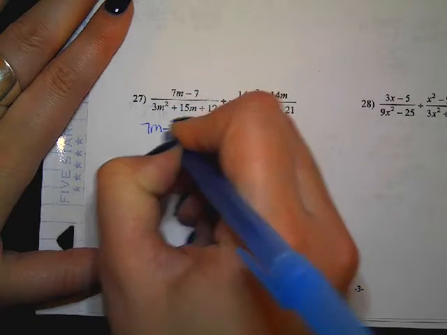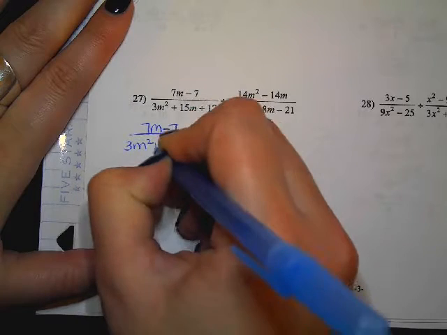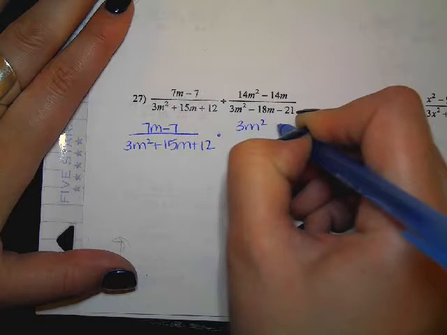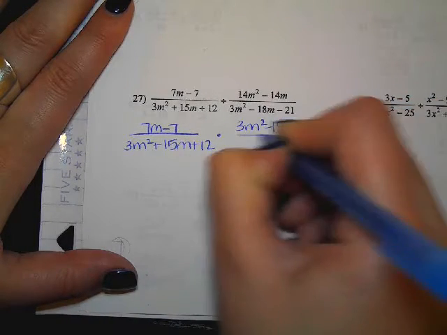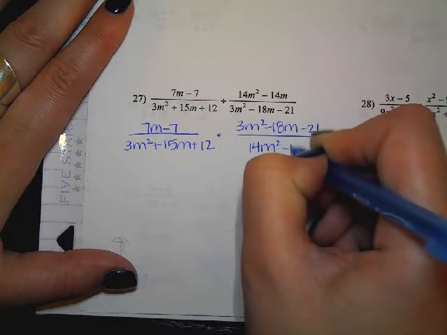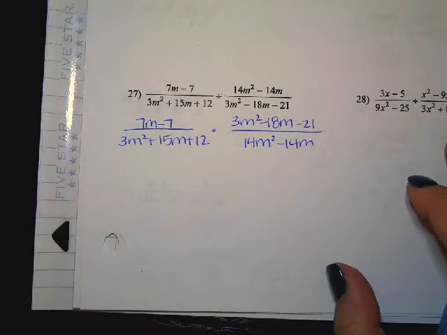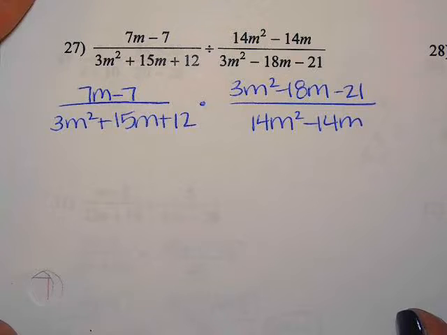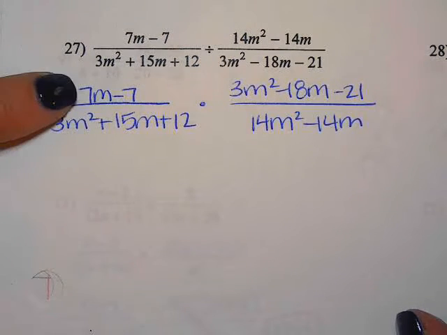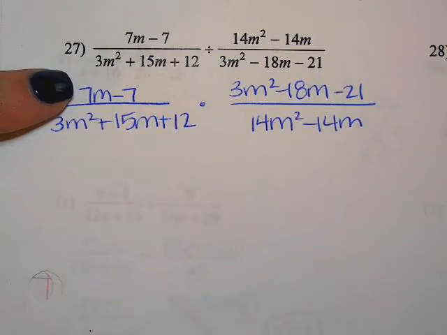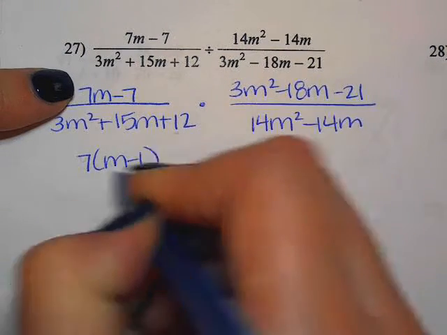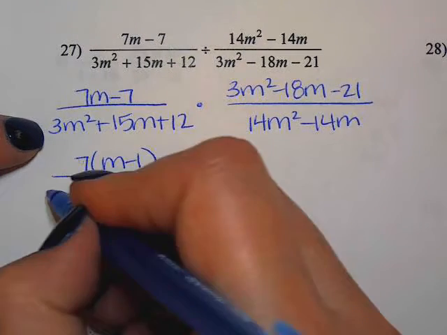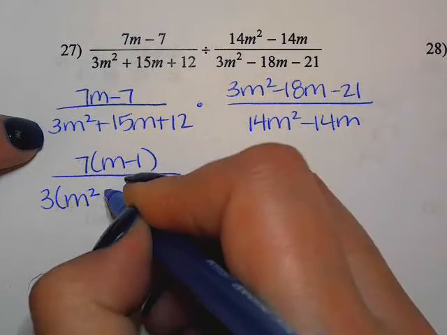So 7m minus 7, 3m squared plus 15m plus 12 times 3m squared minus 18m minus 21 over 14m squared minus 14m. So now we got lots of factoring to do. Every single one of these has a GCF, all 4 of them. So for this one, when we take out the GCF, what's left over? Minus 1. What's the GCF on the bottom? 3. So that leaves us with m squared plus 5m plus 4.